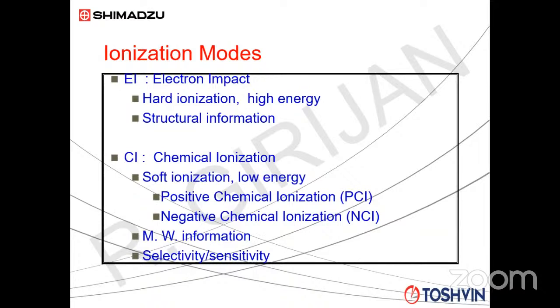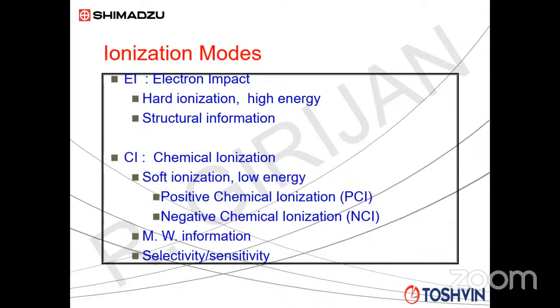Now there is a different ionization technique which is optional. This will not come by default. You have to separately purchase, you have to pay for that. And that's called chemical ionization. And that chemical ionization is a very soft ionization technology. Very low energy involvement is there. And in chemical ionization, there are two types. One is positive and one is negative. Positive chemical ionization is called PCI, and negative chemical ionization is called NCI.